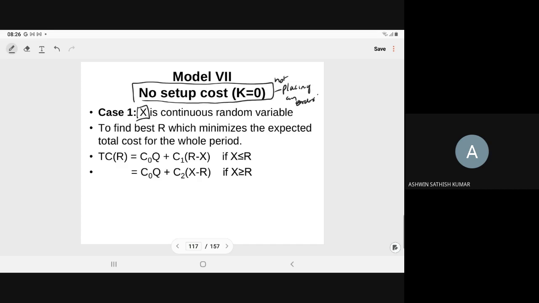So to find the best R, the best desired inventory, that is R star. We want to compute R star, the best R, which minimizes the expected total cost for the whole period.